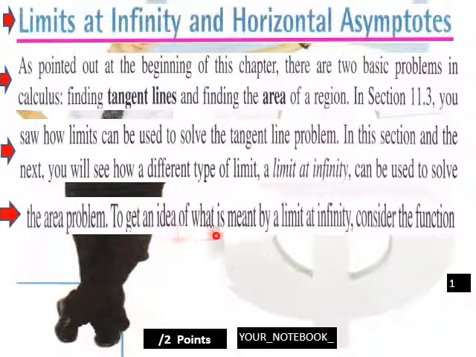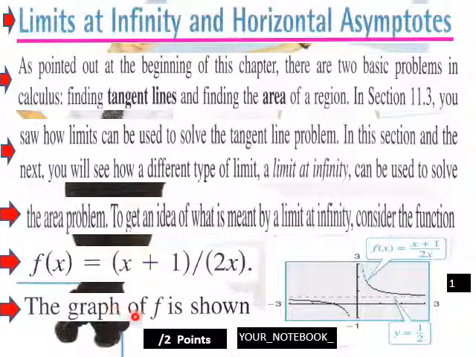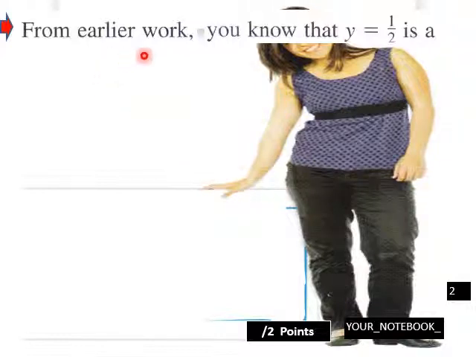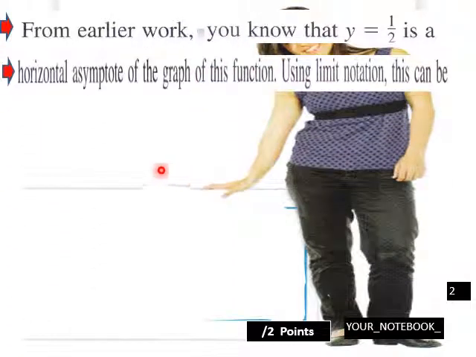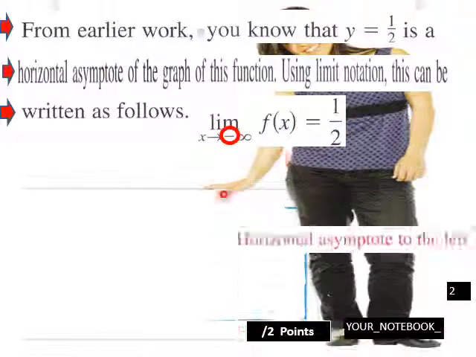To get an idea of what is meant by a limit at infinity, consider the function f of x equals x plus 1 over 2x. The graph of f is shown here. Here's your graph here. It splits out like that. From earlier work, you know that y equals 1/2 is a horizontal asymptote of the graph of this function. Using limit notation, this can be written as follows. As x goes to -infinity, f of x equals 1/2.